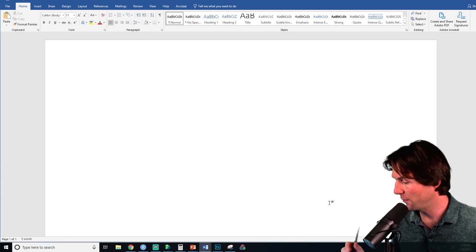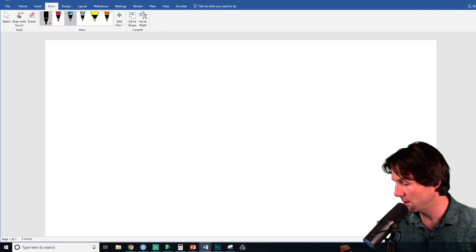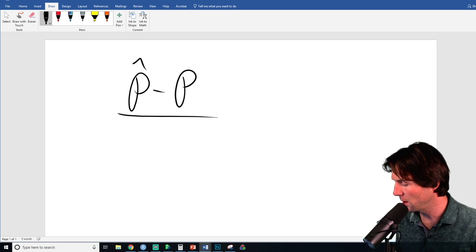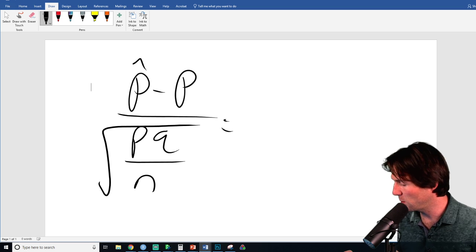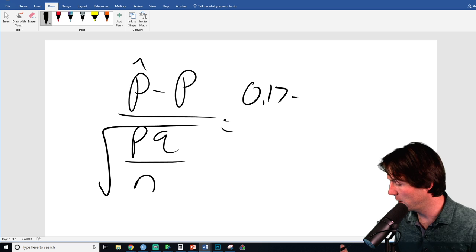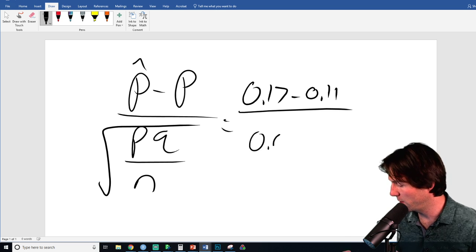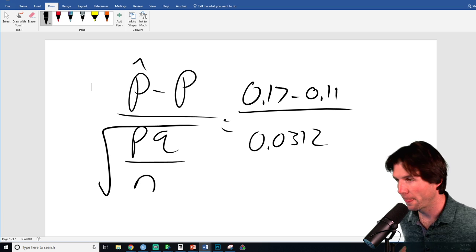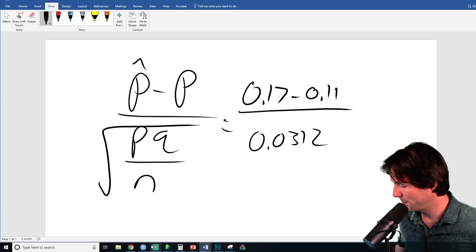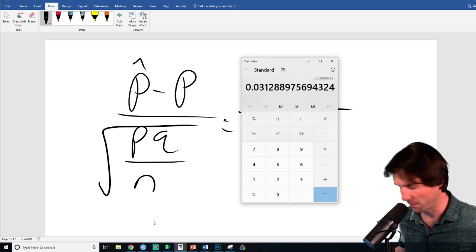So let's show that. The formula for the z-score is p hat, which is what we observe in our sample, minus p, over the square root of p times q over n. And so this is equal to 0.17 minus 0.11 over 0.0312. So this is going to get us the z-score, and then we'll show how to solve from here.